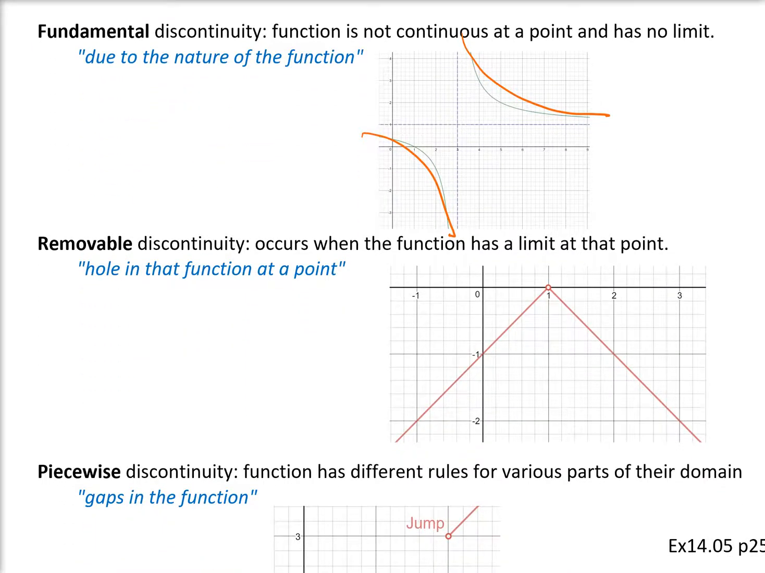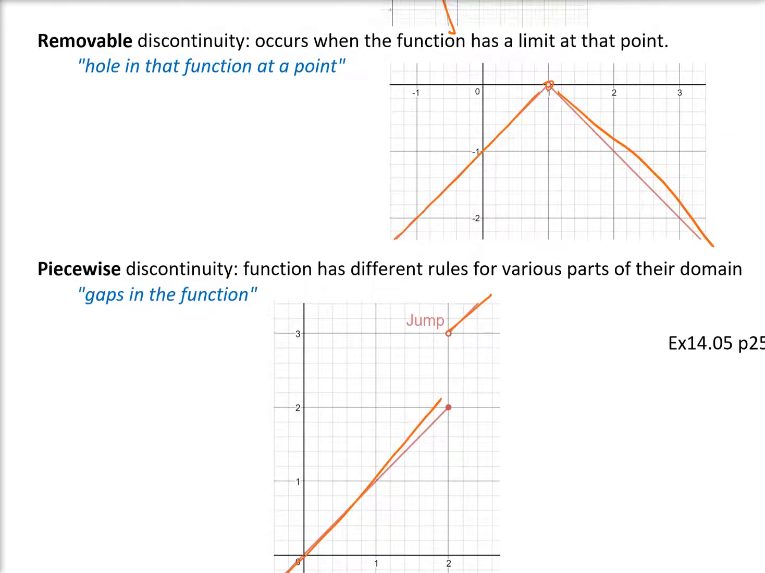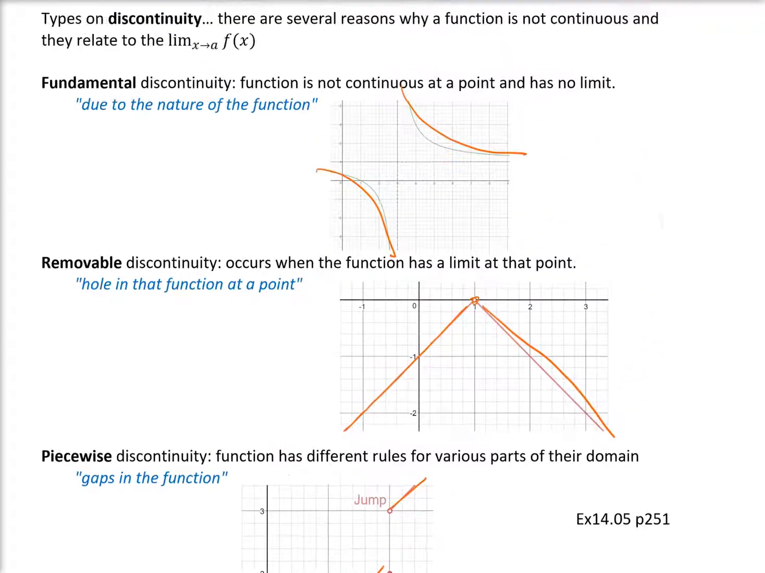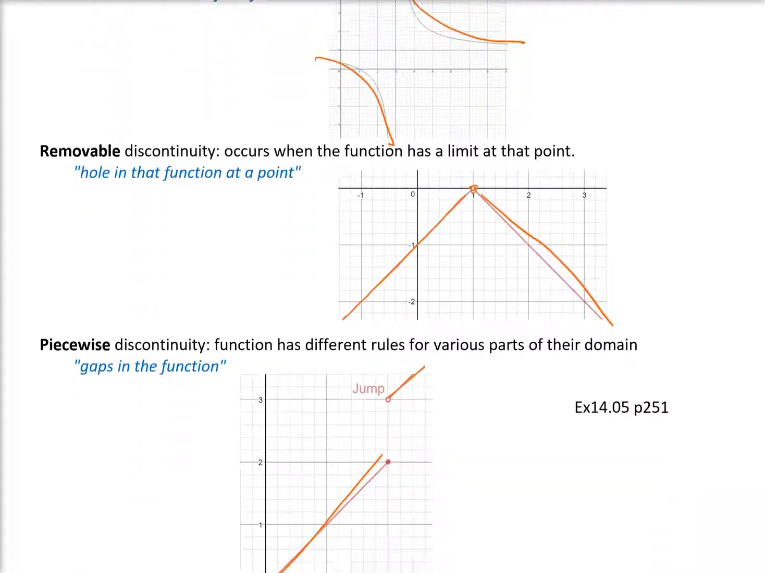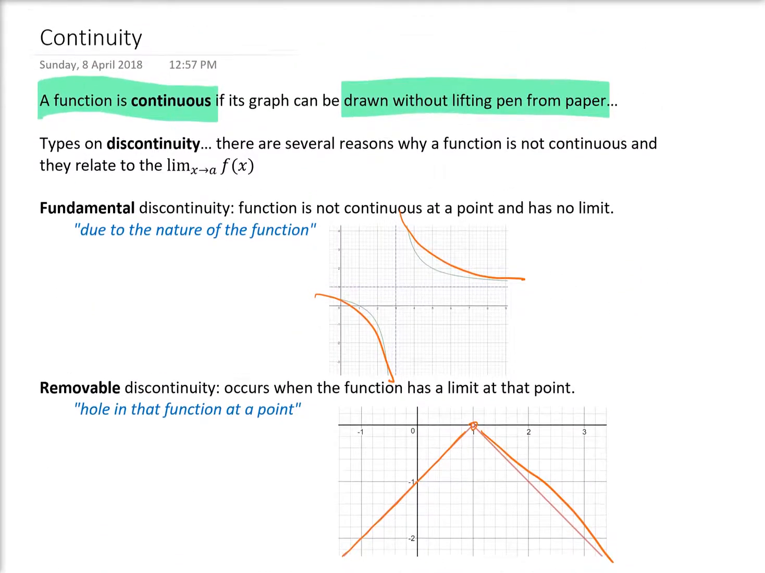The other one is the fact that there is a hole in the function. So to do it properly, you have to take your pen off the paper. And the other one, there is a jump. This jump, that's your piecewise. So there are those types of discontinuity. Now, that is one part.